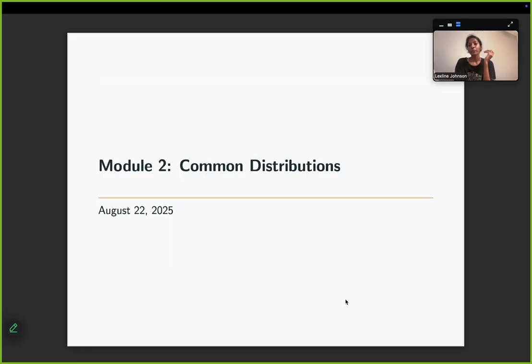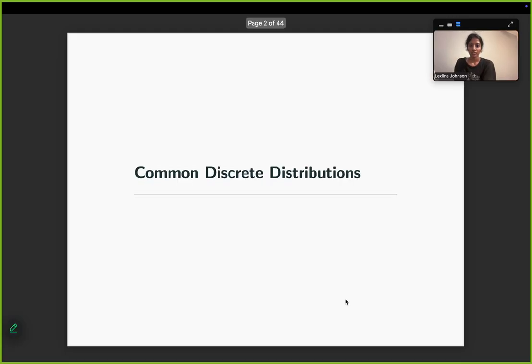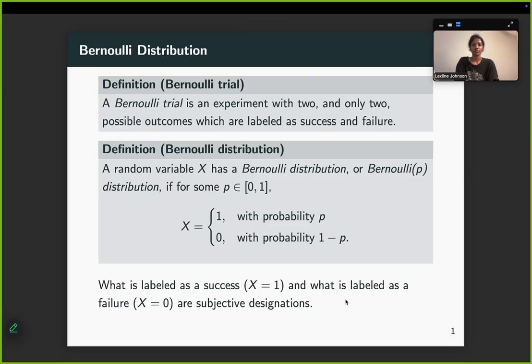So we're back for the next part of the lecture, where we will be discussing common distributions. So here are some common discrete distributions. First, we have our Bernoulli distribution. So first, what is a Bernoulli trial? A Bernoulli trial is an experiment with two and only two possible outcomes, which are labeled as success or failure.